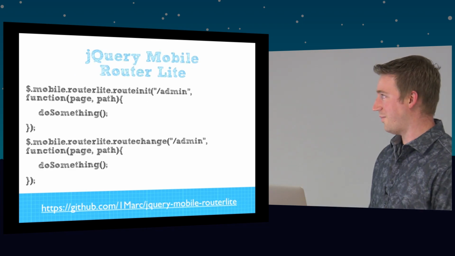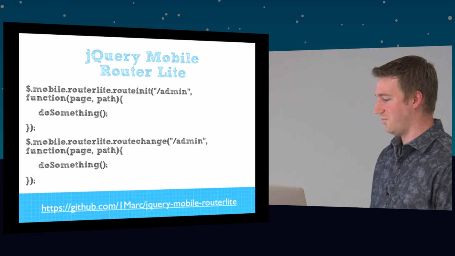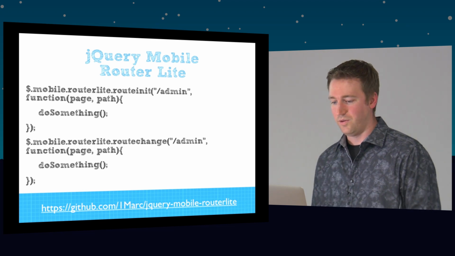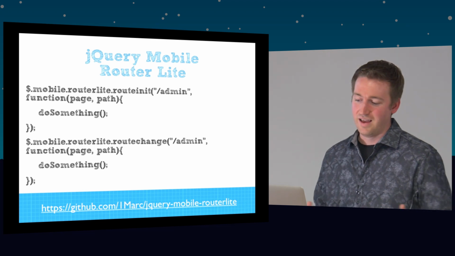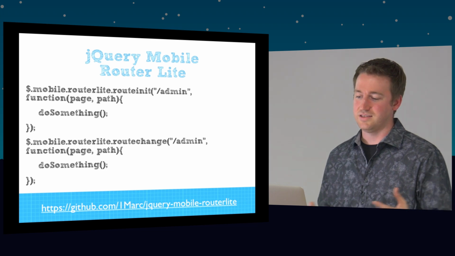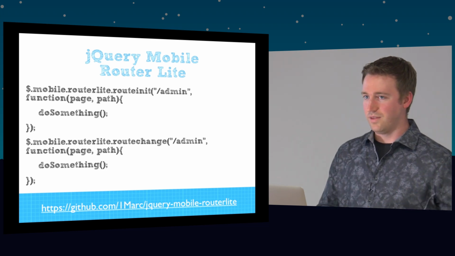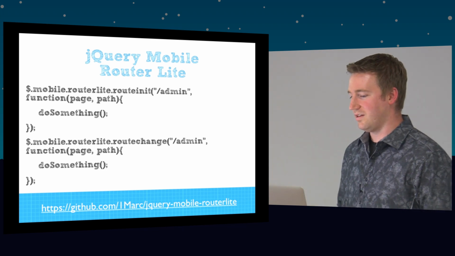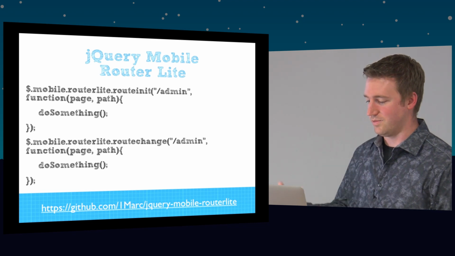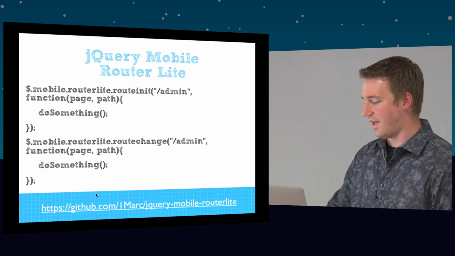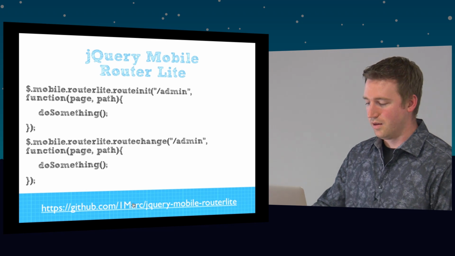I'm actually using this in production in a few jQuery Mobile apps, and I find it makes things a lot easier because I can just say on this route do this thing, or on this page, since it's got page in it as well. So take a look at that. It's just jQuery Mobile Router Lite.